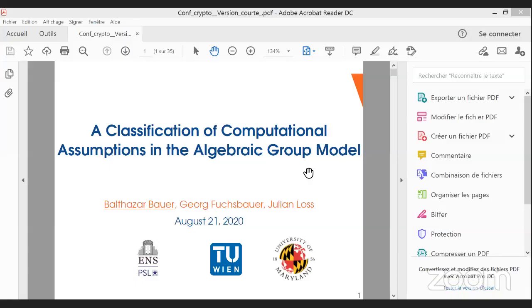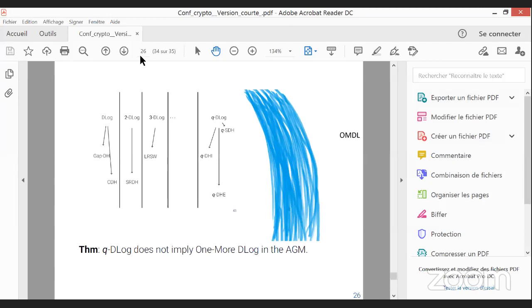Now we show this generic reduction in our paper for many different types of assumptions. And we also provide a separation result. The separation result shows that you can not only classify these group assumptions, but you can also separate different classes, so that one class is strictly stronger than the other with respect to algebraic reductions. And this is the second part of our paper.